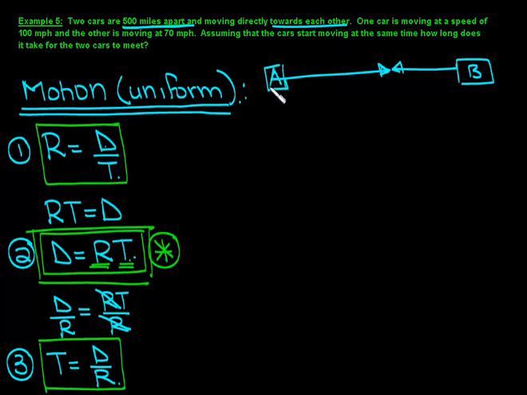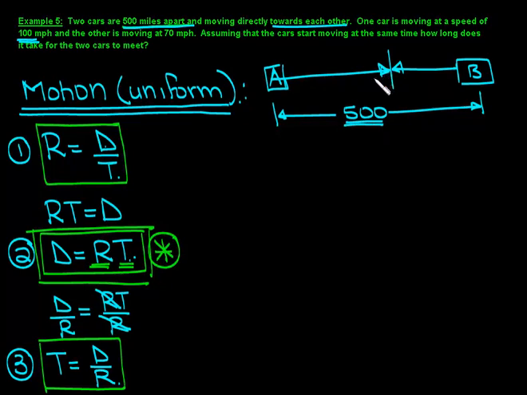So since car A is traveling at 100 miles per hour, clearly it's going to cover more distance than car B. So eventually they're going to meet somewhere in between. So together, how many miles apart were they originally? They were 500 miles apart. So by the time they meet, they would have traveled a distance of 500 miles, right?